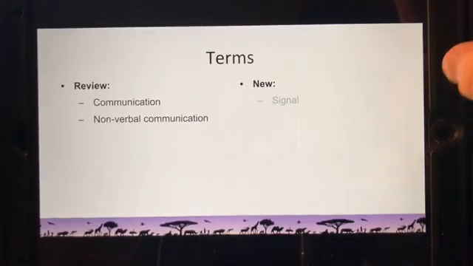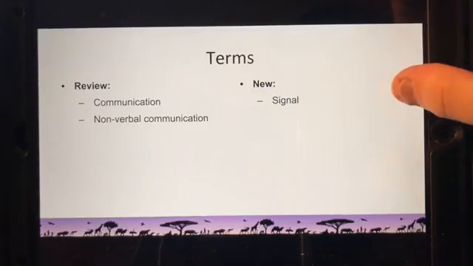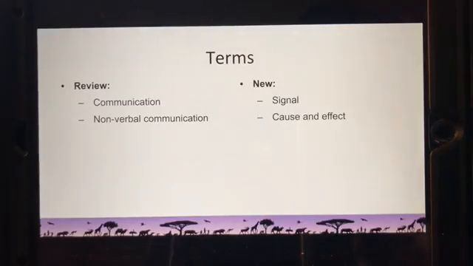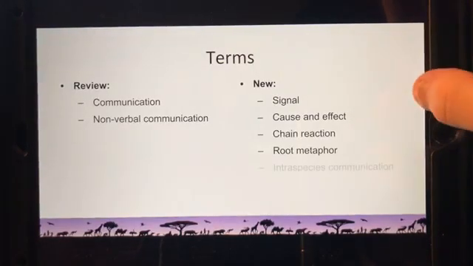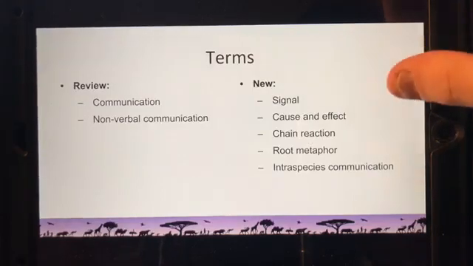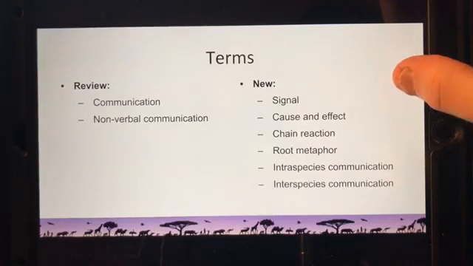We're also going to be using some new terms, and I'll introduce these in context, but I did want to show them to you right away. One of those is signal, another one is cause and effect, a third is chain reaction, fourth is root metaphor, and then intraspecies communication and interspecies communication.